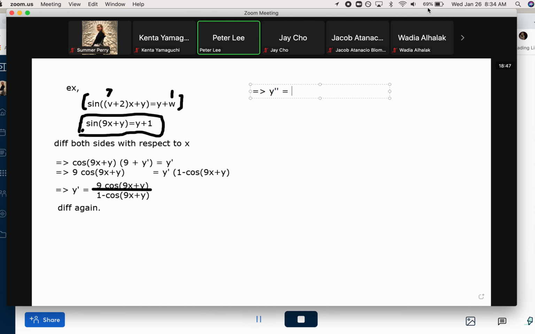What are we going to get? Well, we have to apply the quotient rule. So the denominator is going to be 1 minus cosine of 9x plus y, and then it's going to be squared. Let me put this in parentheses. And then what is the numerator going to be?